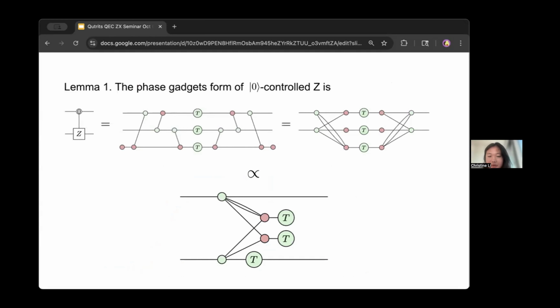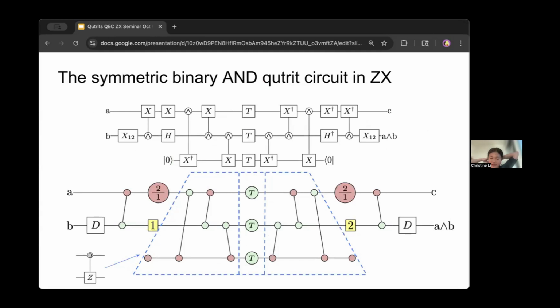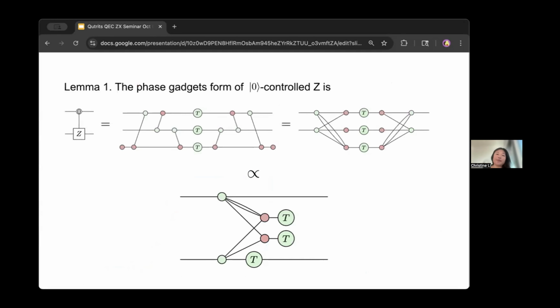Another result that is going to be useful is that we take this inner CSS portion and it forms a phase gadget.